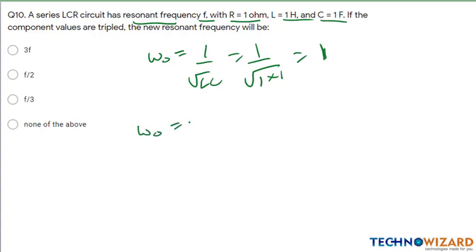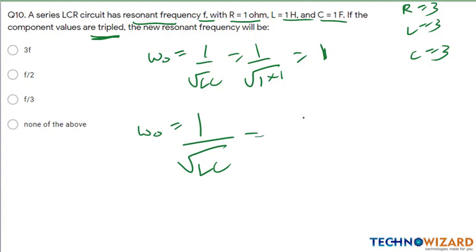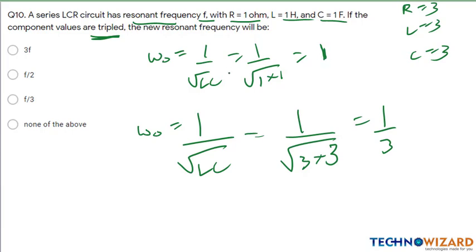Now, I am finding my new resonant frequency when all the components are tripled, that is R equal to 3, L equal to 3, C equal to 3. 1 upon root LC, L will be 3, C will be 3. This will come out to be 1 by 3. Old resonant frequency is 1 and new resonant frequency is 1 by 3. Therefore, the new resonant frequency is decreased by 3 times, that is F by 3. Option C is the correct answer.